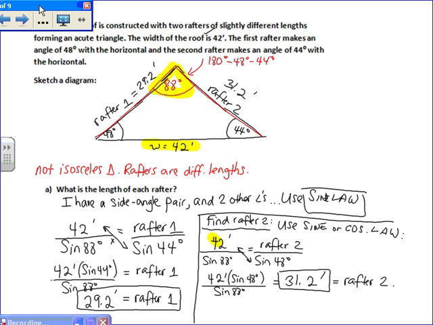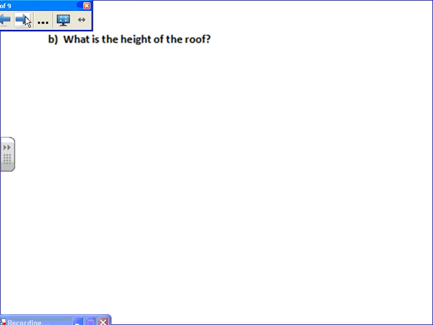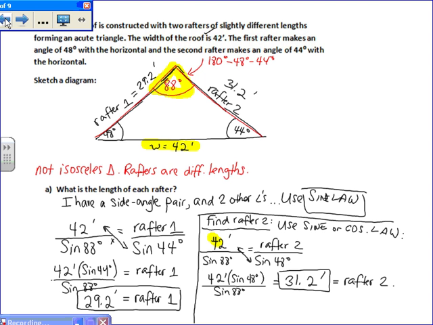Let's finish this up. It also asks us what the height of the roof is. Okay, so what is the height of the roof? Well, if you want to know the height of the roof, we have to find the distance from the center of my roof here down to the bottom. Okay, so that's going to make a right triangle on the right-hand side and also a right triangle on the left. There's my height right there. That's the height of the roof.